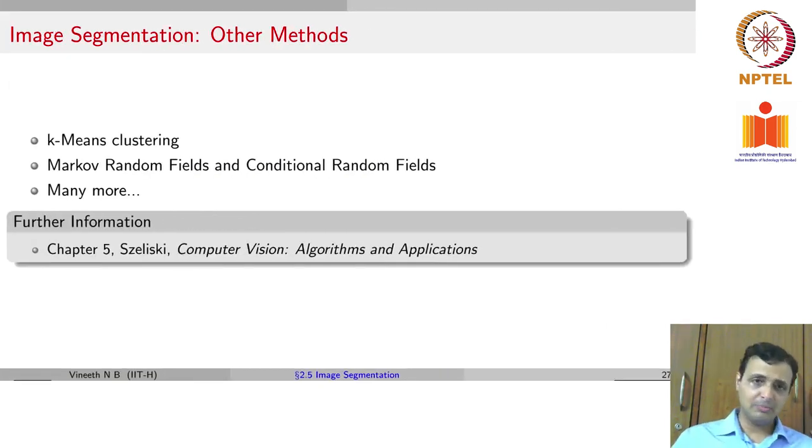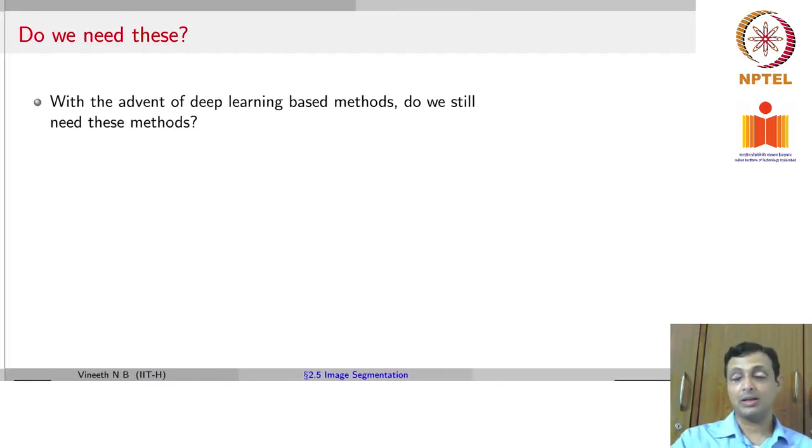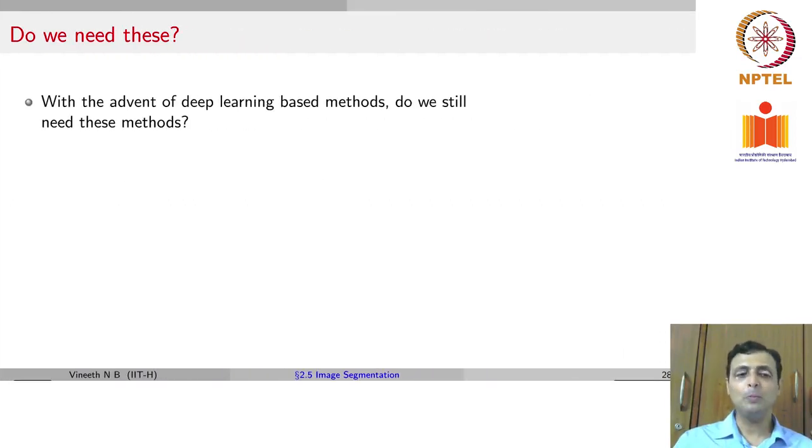There have been many other methods for image segmentation too, such as simply using k-means clustering. There have also been methods based on Markov random fields and conditional random fields, and many more. If you want to have a detailed understanding, please read chapter 5 of Szeliski's book. There are more references at the end of this lecture too.